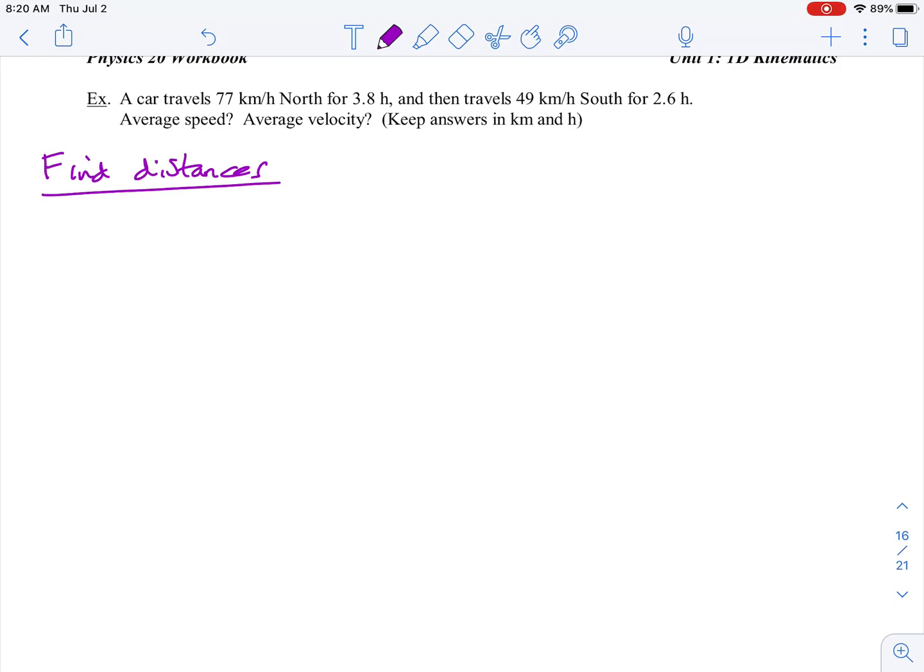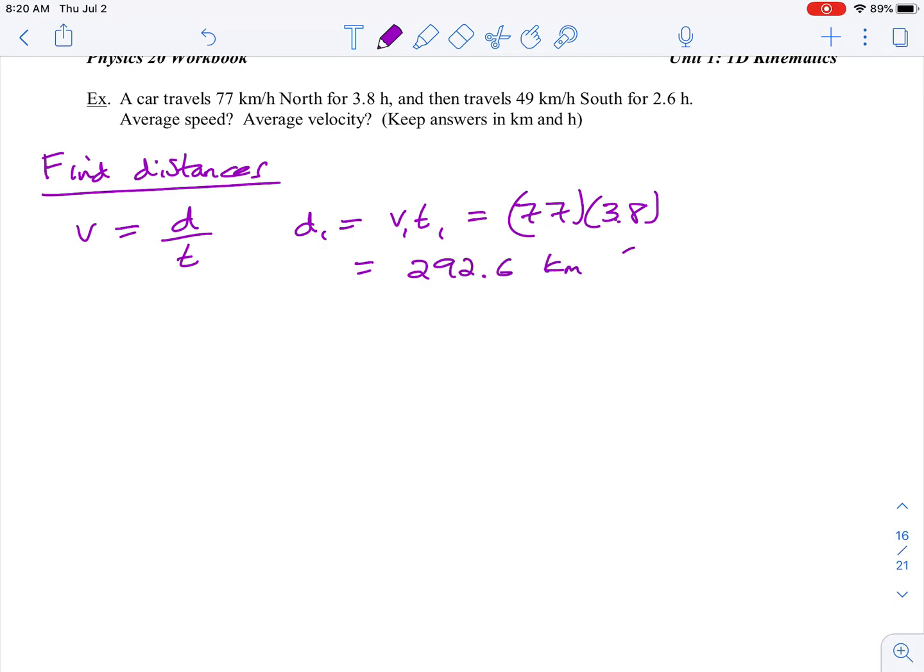And so we can use the formula v is equal to d over t, get d by itself. So d becomes equal to vt, but there's 2 different legs to this journey. So we'll start with d1, which is 77 kilometers per hour, and the time here is 3.8 hours. So that would be the length for the first part of our journey. And that gives us 292.6 kilometers. And I'll just put in brackets here that that's going towards the north.